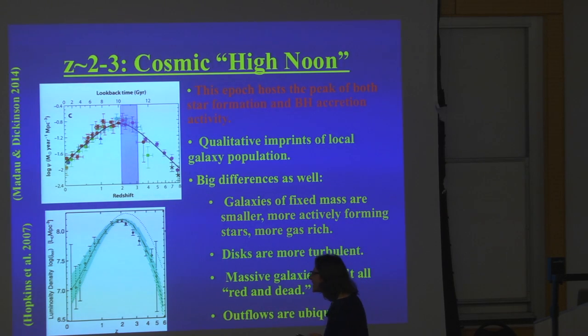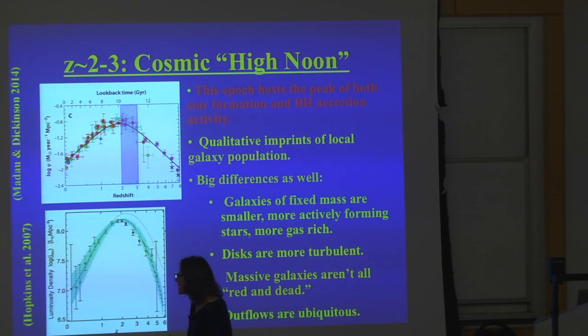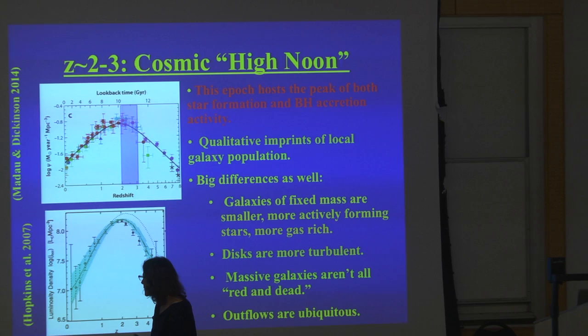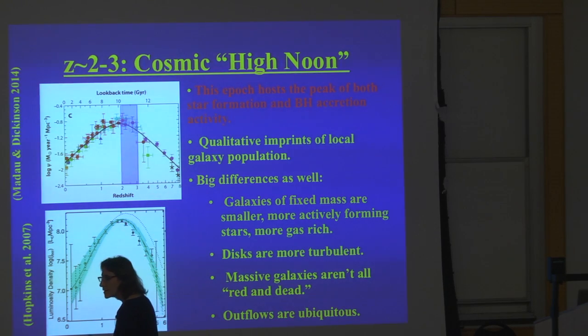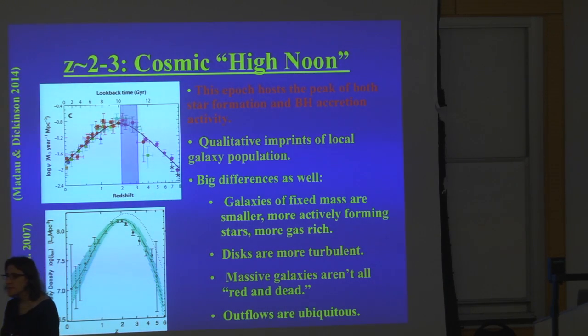Maybe it's something I don't understand. Galaxies of fixed mass are smaller, more actively star forming, and more gas rich. What do you mean, galaxies of fixed mass? What are you comparing to? I mean fixed stellar mass. Like if you look at the mass-size relation at redshift 2, as compared to what? Redshift 0.